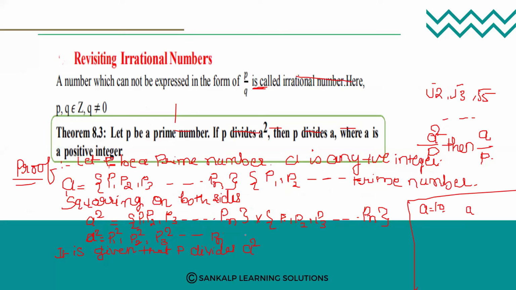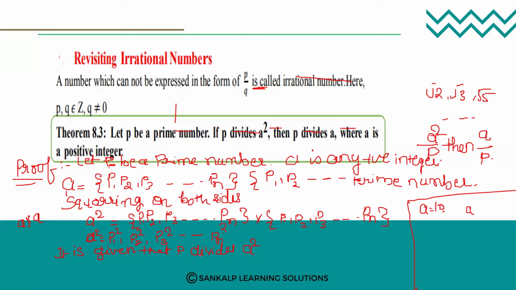According to this theorem, squaring on both sides, A is any positive integer and P1, P2, P3 are prime numbers. If we square on both sides, it becomes A square. A square means A into A. Then we write it as P1, P2, P3 up to Pn into P1, P2, P3, Pn. That means A square is equal to P1 square, P2 square, P3 square, Pn square.